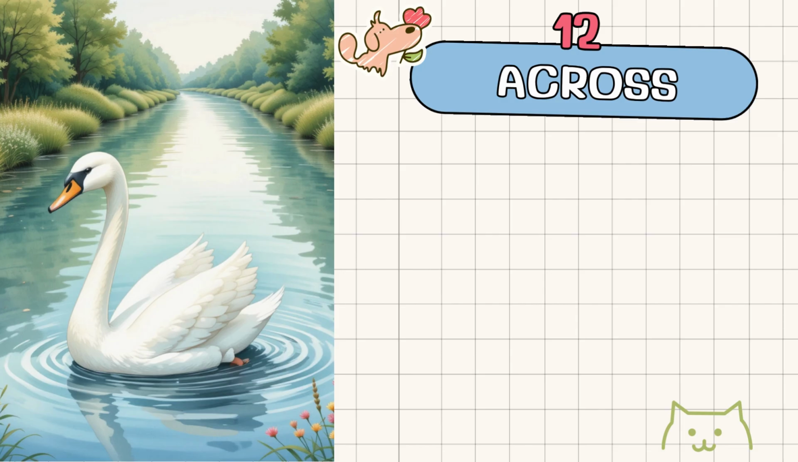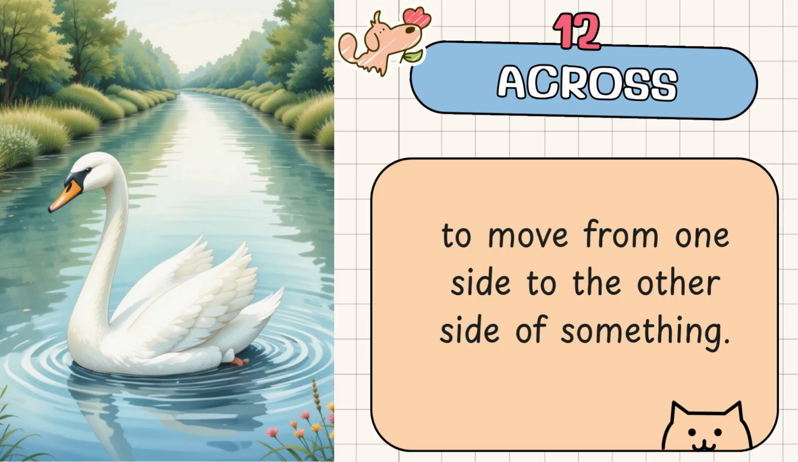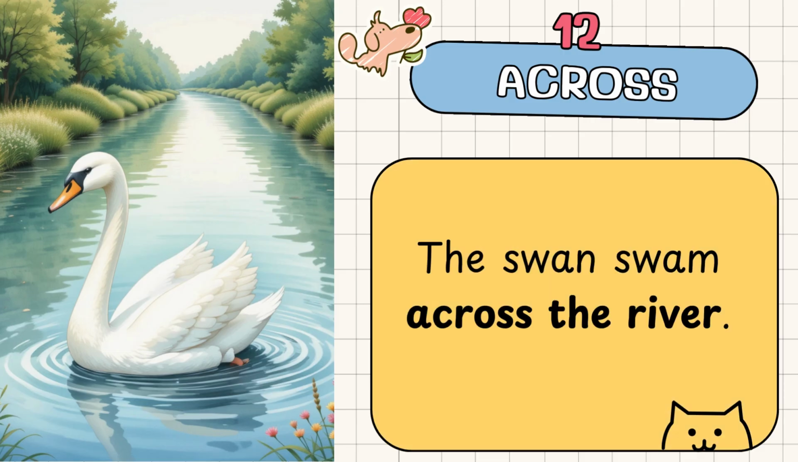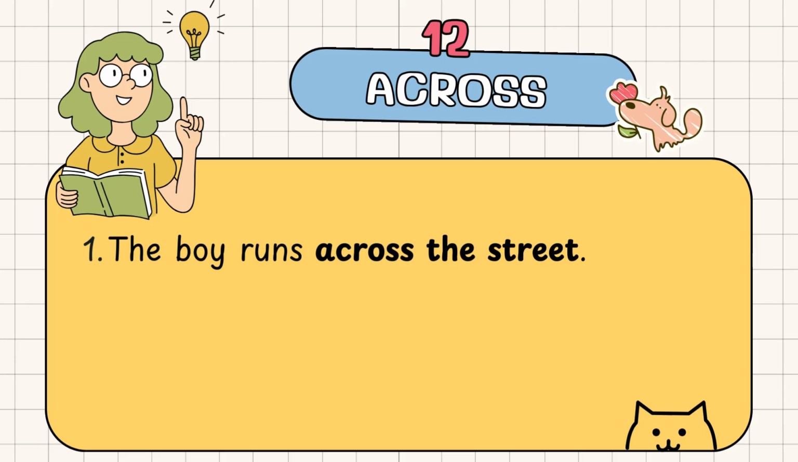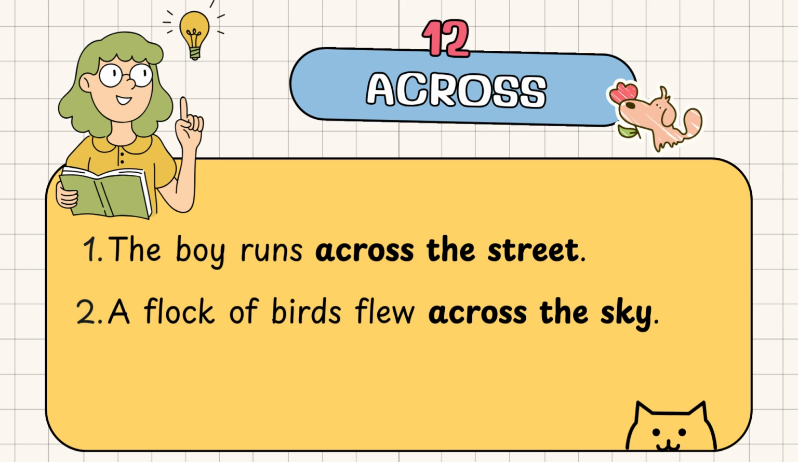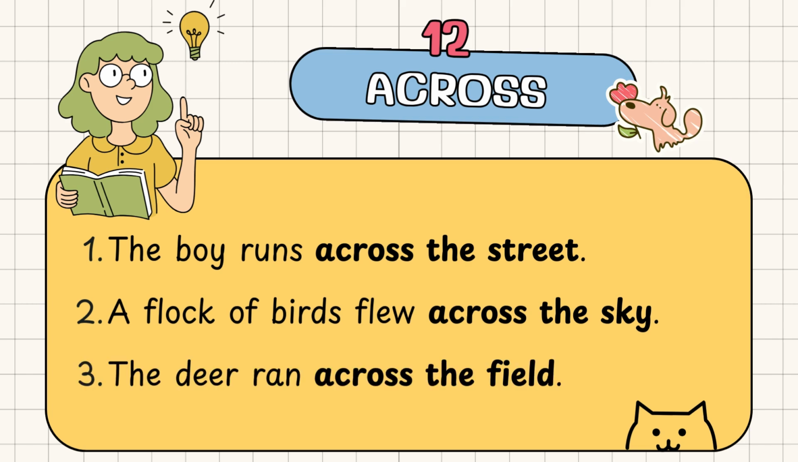Across. To move from one side to the other side of something. The swan swam across the river. The boy runs across the street. A flock of birds flew across the sky. The deer ran across the field.